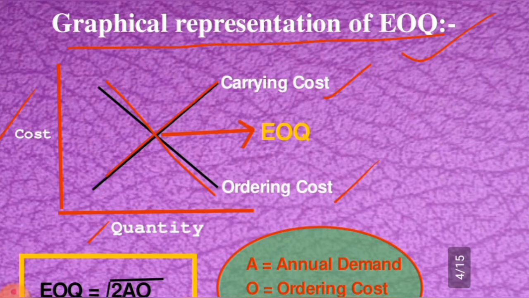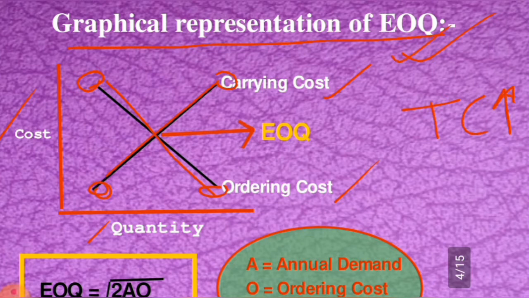Now whenever we calculate the ordering cost and carrying cost, there is a point when ordering cost will be minimum, then carrying cost will be at maximum. Okay, so that will increase the total cost. And if the carrying cost is maximum, the ordering cost will be minimum. So this is why in both cases total cost will increase.